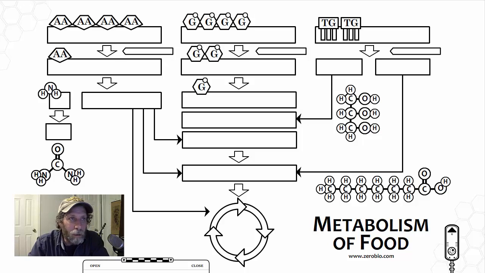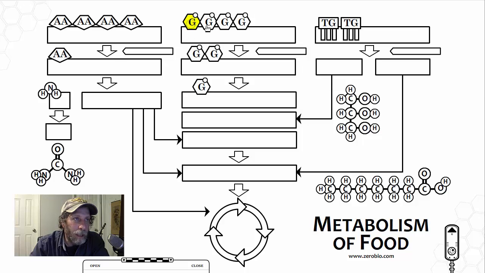Okay. So let's have a look at metabolism of food. We're going to start actually here in the middle, and we're going to look at carbohydrates first of all. So if you've got the printout and you want to color it as you do this, or at least write the stuff in the boxes, you could do that.